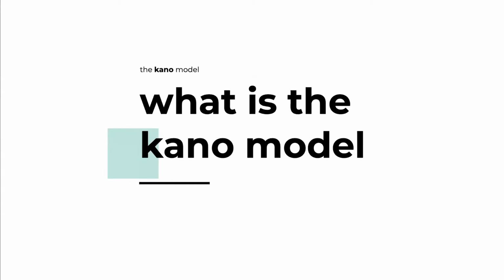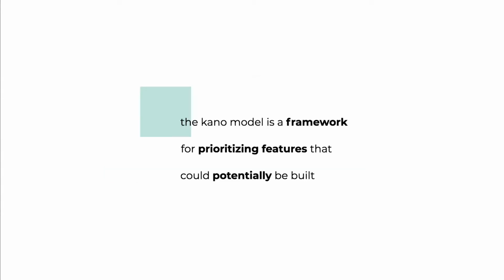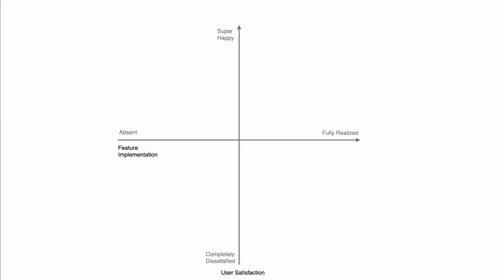So to start off, what is the Kano model? The Kano model, in short, is a framework for prioritizing features that could potentially be built. It was developed in the 1980s, so quite a while ago, by Professor Noriaki Kano in Tokyo. And if you want to learn all about the history of the Kano model and Professor Noriaki Kano, you can find all that information on Wikipedia. Not going to go into that today.